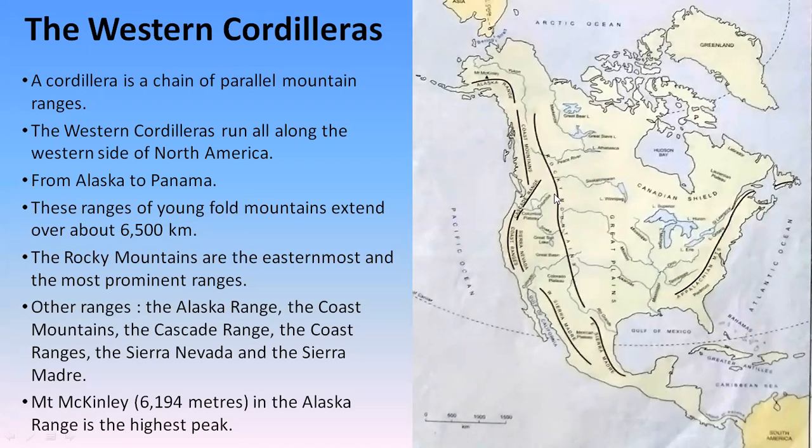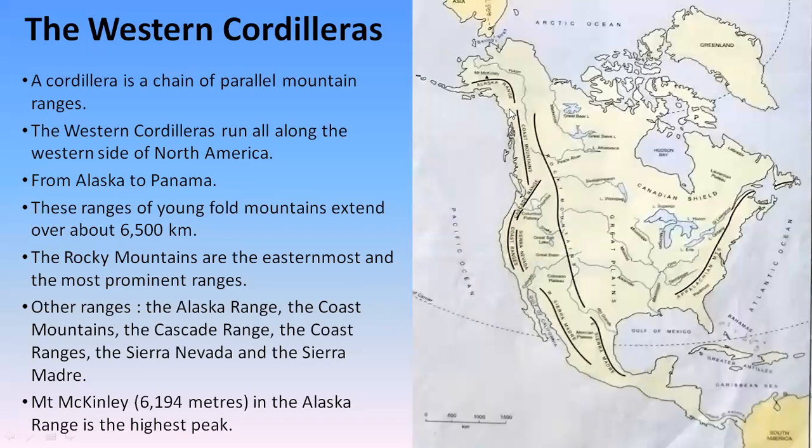On the easternmost edge you will find the Rocky Mountain ranges. That is this line. You can see the Rocky Mountain ranges over here. This is the easternmost part, and on the western side you will find different mountain ranges like the Coastal Range. The Rocky Mountain range is one of the prominent mountain ranges in these Western Cordilleras.